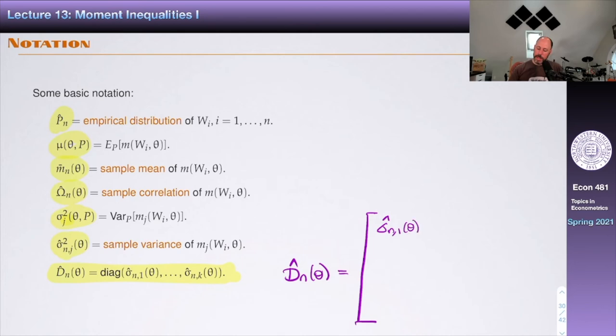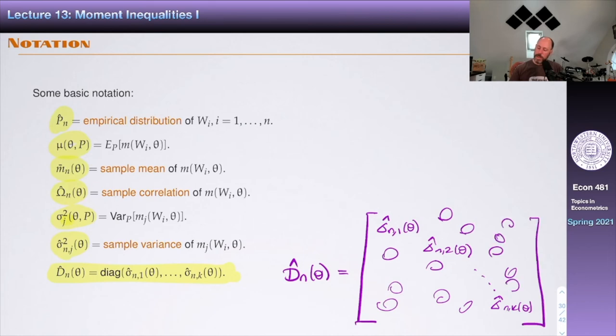Sigma hat 1, sigma hat 2, dot, dot, dot, sigma hat k, sorry, it's hat not square, and then zeros. So these are standard errors, okay? And the good thing is, this is the trick that we're going to use. D hat n inverse times this m bar is going to standardize. It's just going to be means divided by standard deviations, means divided by standard deviations, but in a matrix notation type of way, or vector if you want.